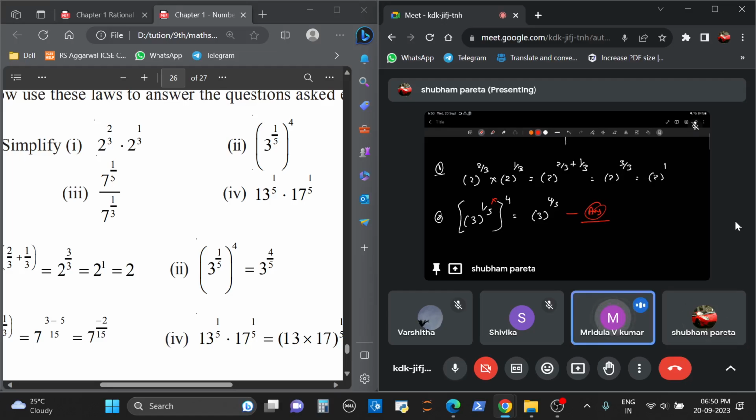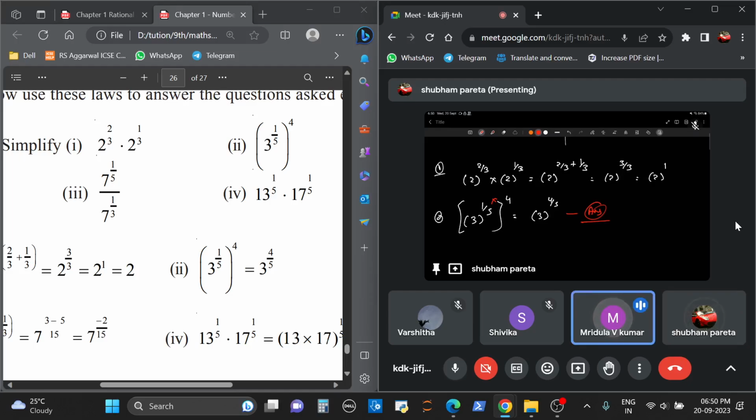I was a bit stuck on the first one, but... So, Mridula, if you're stuck on the first question, then why didn't you tell me, sir, I'm not getting it or I'm stuck on the first question? I was actually trying to figure it out. But I got the second question as 3 raised to 4 by 5. Okay. So, Mridula, where did you get stuck in question number one?